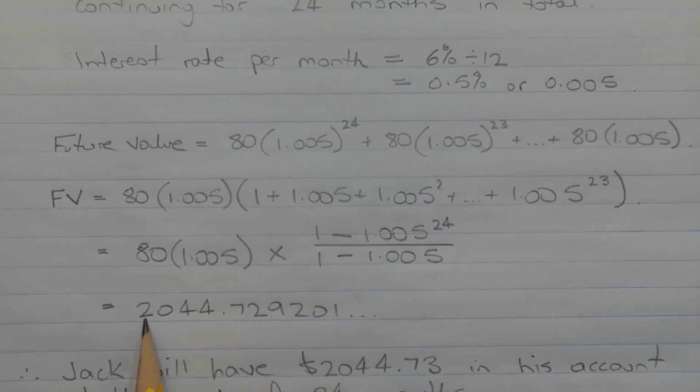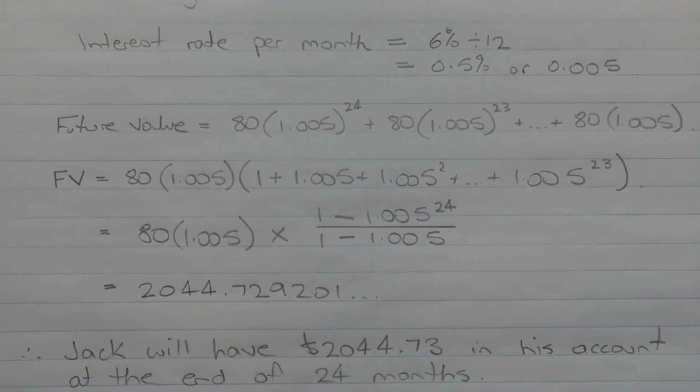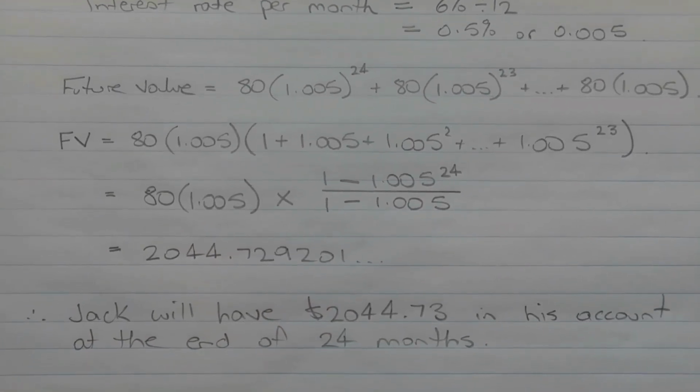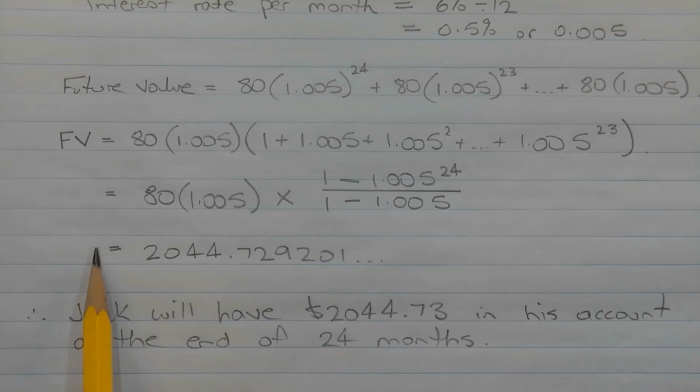And that evaluates to 2044.729201 and so on. So we need to round that to 2 decimal places because it's a money amount or a value in a bank account. Therefore, Jack will have $2,044.73 in his account at the end of 24 months, correct to the nearest cent.